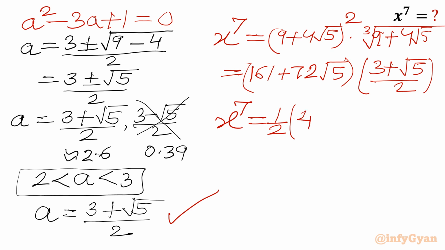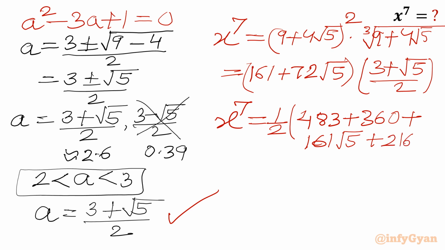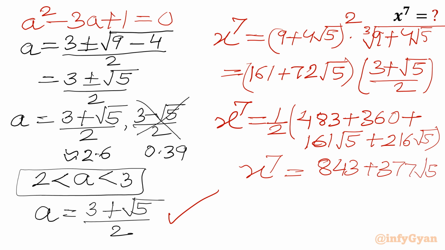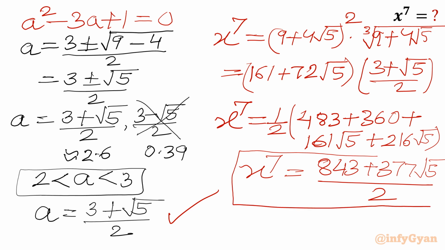Let us multiply, write individual terms. So the value will be 483 plus 360 plus 161 root 5 plus 216 root 5. Once I sum up, I will get (843 plus 377 square root 5) over 2. This will be our final answer.